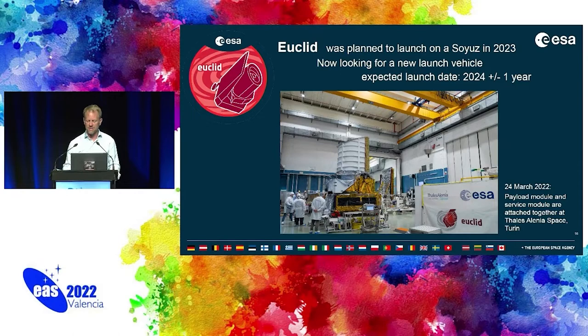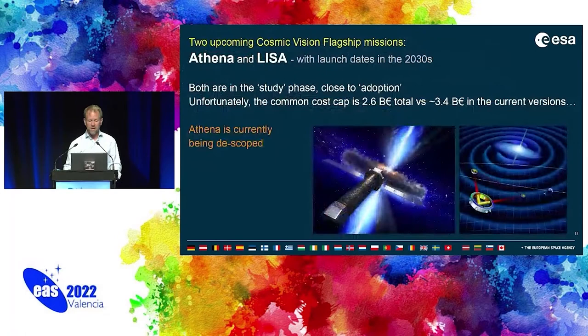The good news, though, is that payload module and service module were attached together at Thales Alenia Space in Turin in March, so we have a complete spacecraft. It's going to be fully characterized by the end of the year. So we're ready to launch it as soon as we find the launcher.